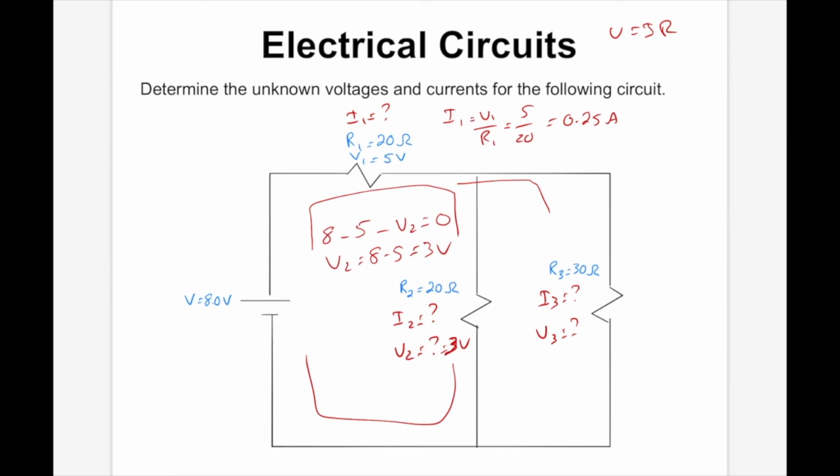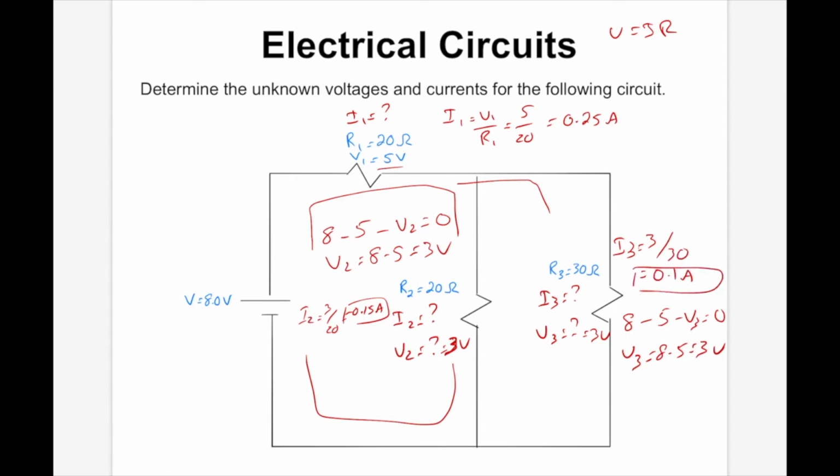Now we can do the same thing for V3. We're going to say that 8 minus the 5 that it gives up here, because each electron needs to pass by that guy, 8 minus 5 minus V3 equals 0. V3 is equal to 8 minus 5, which is 3 volts. So we got that one. And now we can solve for our I values. I2 is going to equal V2, which is 3, divided by R2, which is 20. 3 divided by 20 is 0.15 amps. And then I3, same thing, we're going to do V3, which is 3 volts, divide that by 30, and we're going to get 0.1 amps. So we've solved for all of our unknowns.